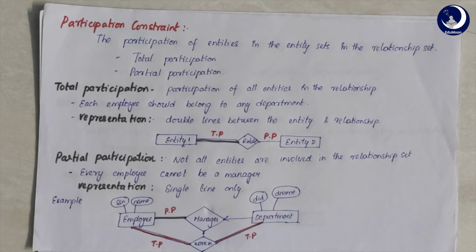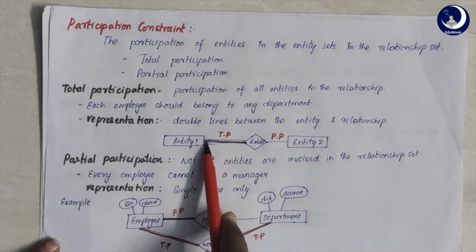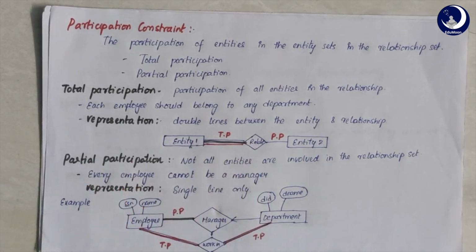We say a participation is total participation if all the entities in the entity set participate in a relationship. For example, each employee working in an organization should belong to one of the departments. Right? An employee can't be sitting idle. So, each employee should be working in one of the departments in that particular organization. We represent this total participation in an ER diagram with the help of a double line from the entity to the relationship.